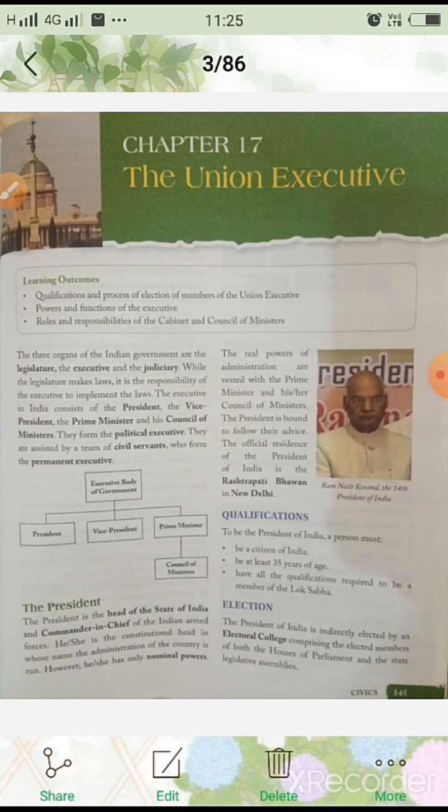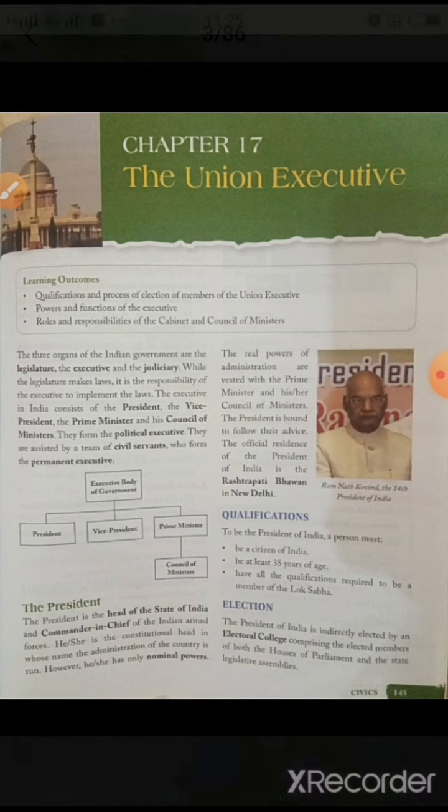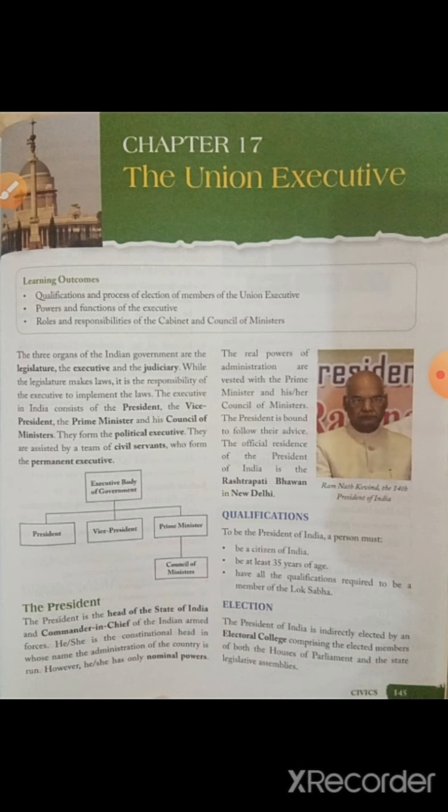Now after this, the president. The president is the head of the state of India and commander-in-chief of the Indian armed forces. He or she is the constitutional head in whose name the administration of the country is run. However, he or she has only nominal powers. Now what is given? The president is the head of the state of India.